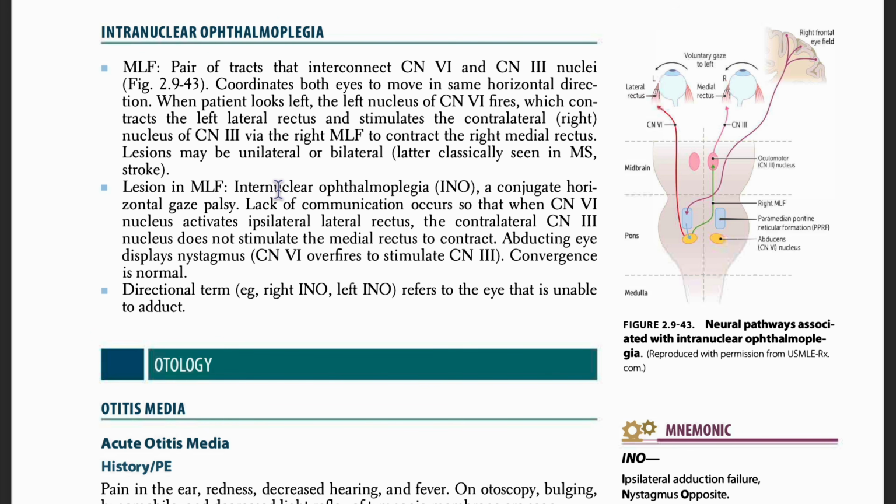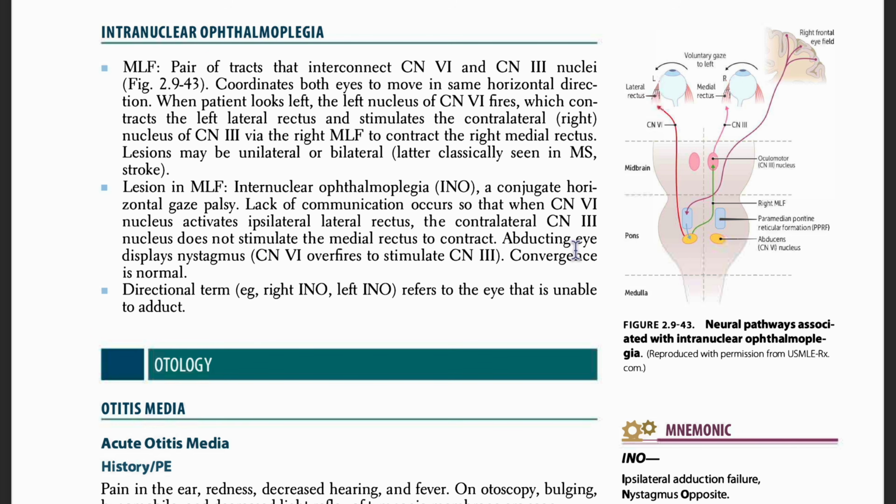Lesions in the MLF. Okay, so that's what the MLF was. Now, what if we have a lesion in the MLF? That means we'll have internuclear ophthalmoplegia, or INO, a conjugate horizontal gaze palsy. Lack of communication occurs so that when the cranial nerve 6 nucleus activates the ipsilateral lateral rectus, the contralateral cranial nerve 3 nucleus does not stimulate the medial rectus to contract.